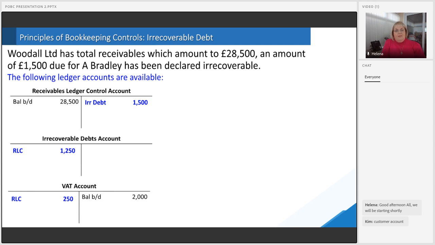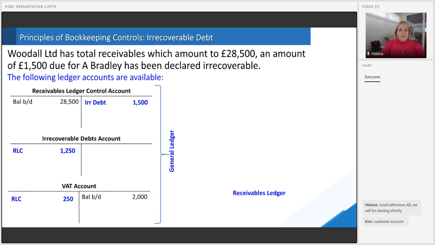So now, guys, my customers don't owe me 28,500. They owe me 27,000. So if I was to balance the account off at this moment in time, the balance brought down on that receivables account is 27,000. And those are the entries in the general ledger. And those will be the entries that you have to deal with in your exam.